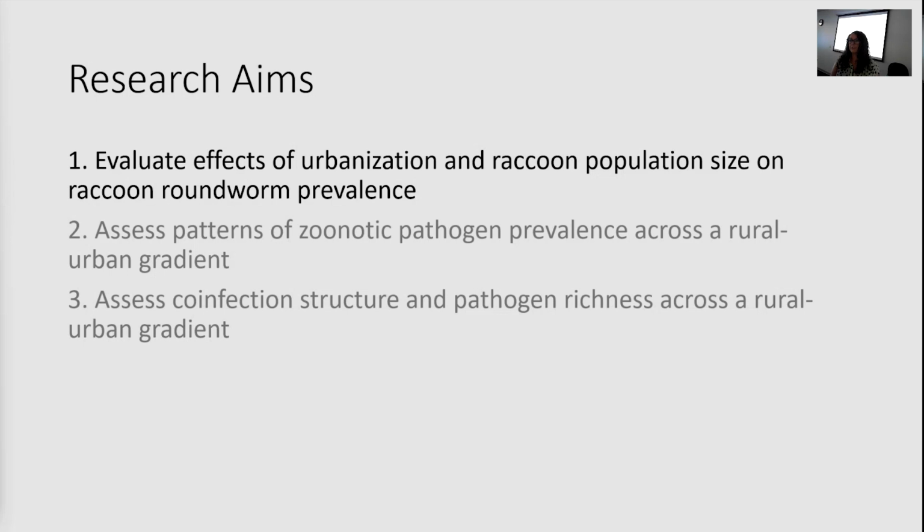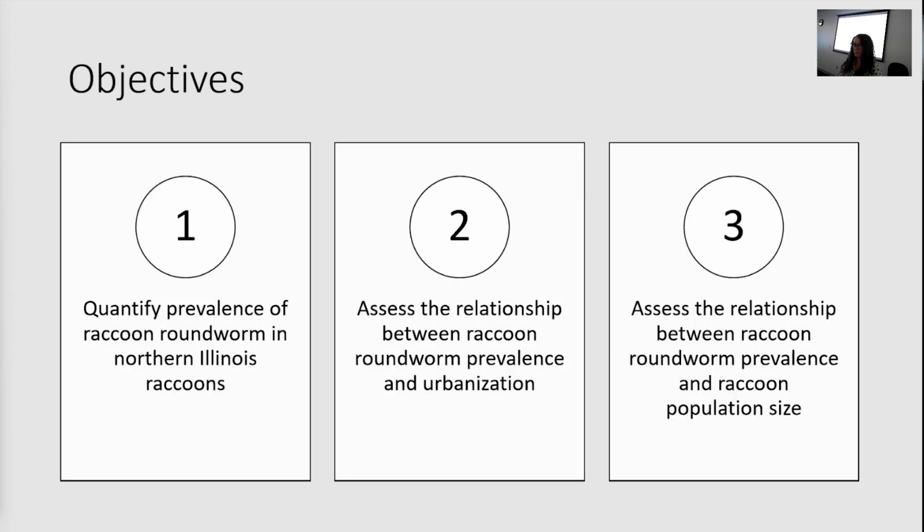So this brings us to the first aim, which is to evaluate the effects of urbanization and raccoon population size on raccoon roundworm. My objectives were to quantify the prevalence of raccoon roundworm in Northern Illinois raccoons, assess the relationship between raccoon roundworm and urbanization, and finally assess the relationship between prevalence and raccoon populations.